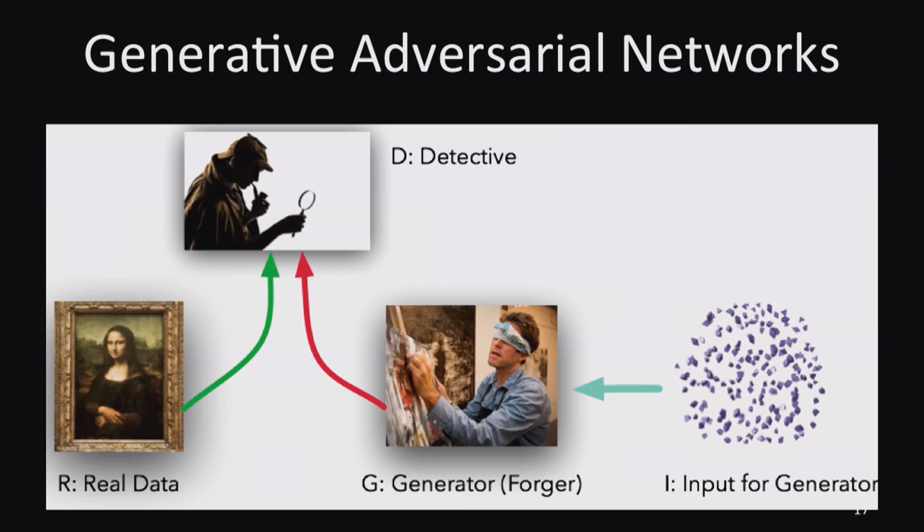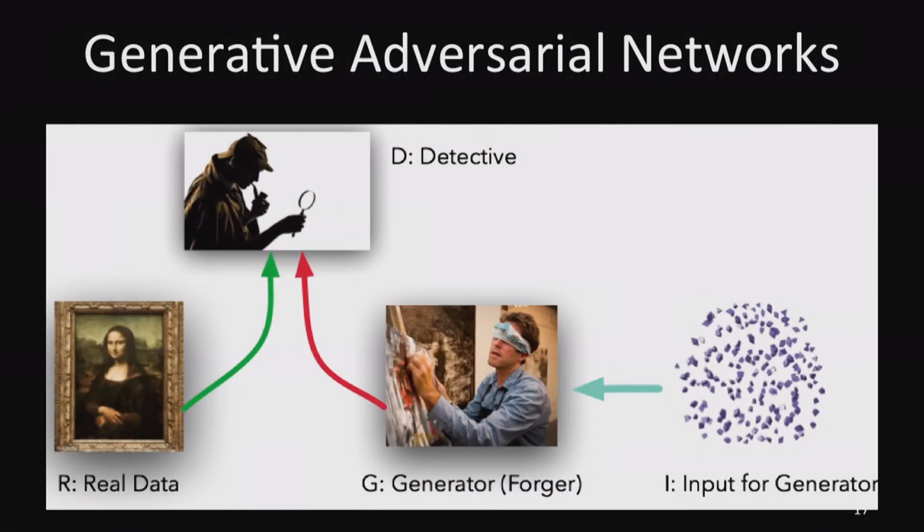Okay, so if you keep giving this data, you give the labels and the detective will detect which is real and fake. But if you take the feedback from the detective and give it back to the forger, like how the detective is detecting the real from the fake, then the forger will start producing realistic-looking data, that is, realistic-looking pictures.